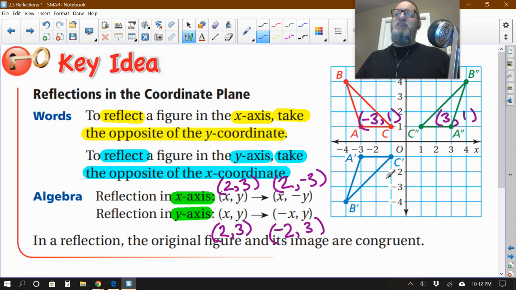Now, what if I want to go over the x-axis from that same point, negative 3, 1? You keep the x the same, but you change to the opposite of the y. So negative 3, 1 would become, again, keep the x the same, but make the y the opposite. So the opposite of 1 would be negative 1. Now, is this A prime right here at negative 3, negative 1? Negative 1, 2, 3, negative 1. Perfect.